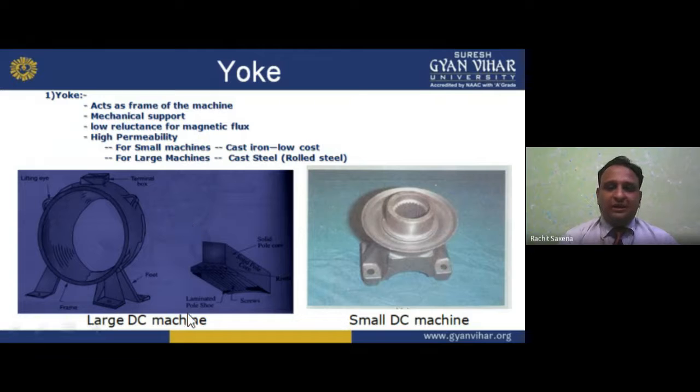So here laminated pole shoes are there. It is shown like this. This is the pole core and pole shoe. We screw it into the yoke. Okay, so this is for the large DC machine. For a small DC machine, it looks like this, very small. So, frame for the DC machine, mechanical support, low reluctance for magnetic flux, high permeability. Cast iron for small machines, cast steel or rolled steel for large machines.